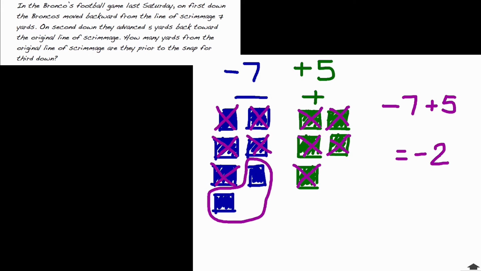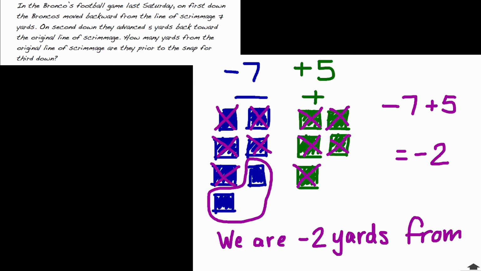Now, to put our answer back into context, we are -2 yards from the line of scrimmage. So by putting it into the sentence, I now have a context for my -2 yards. And I'm truly answering my question of how far they are from the original line of scrimmage at the start of third down.